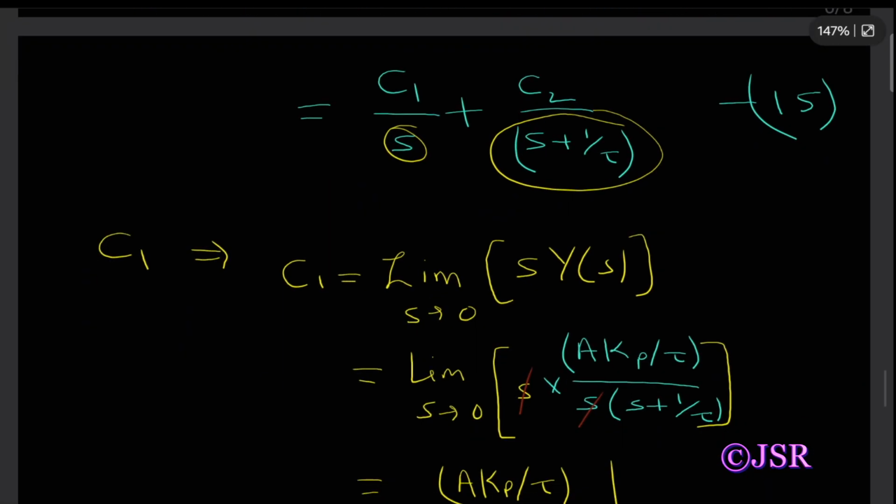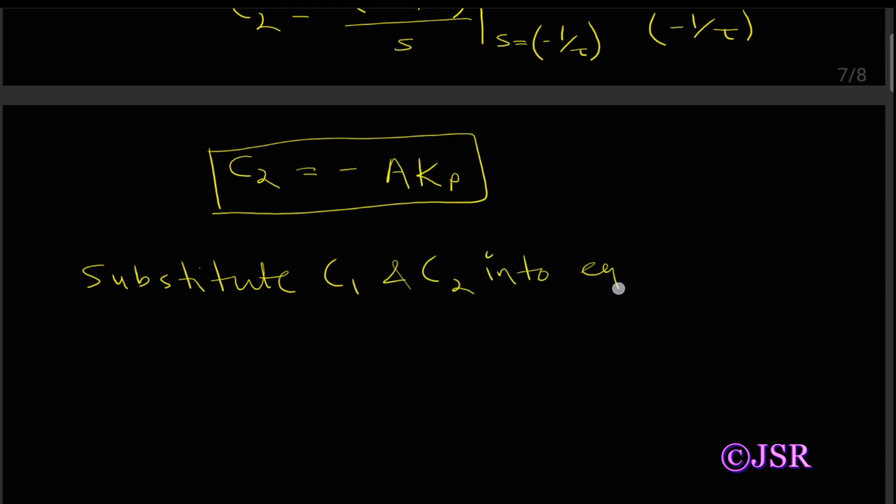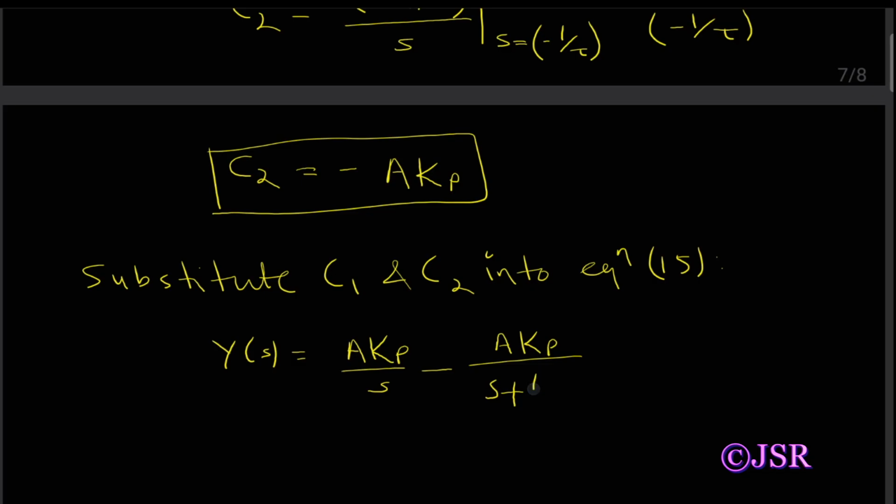So from equation number 15, substitute c1 and c2 into equation 15. So we will get y of s equal to a kp upon s minus a kp upon s plus 1 by tau.